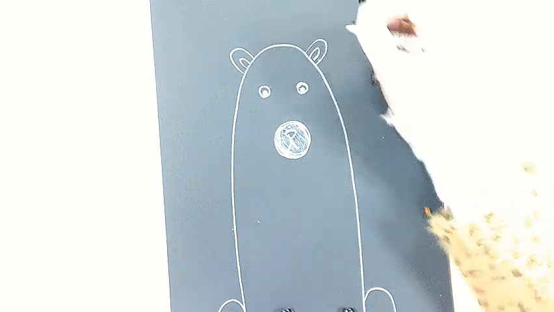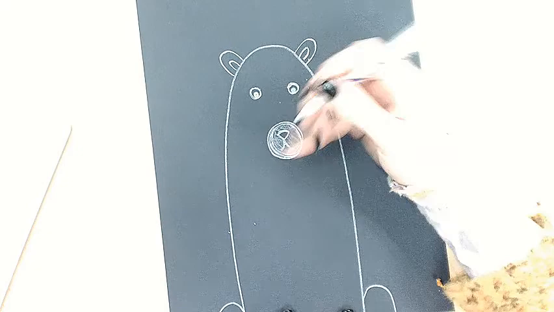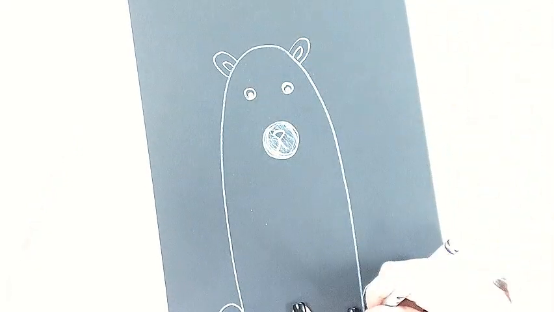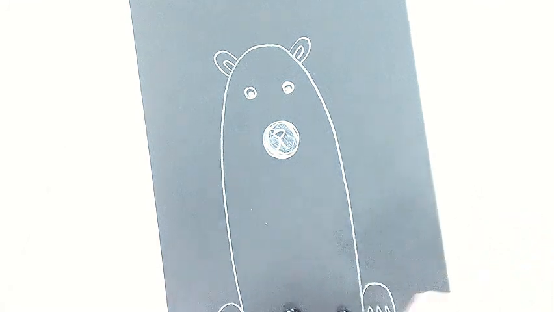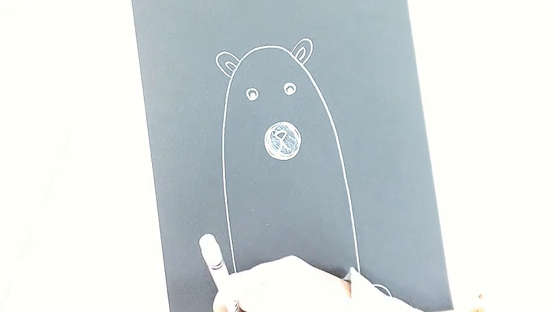I'm going to draw the insides of my ears. I'm just going to darken up some of my lines with the white so that it really stands out on the black construction paper. Now I'm drawing the nails on the fingers, the claws.